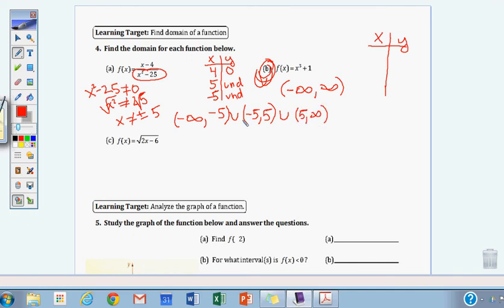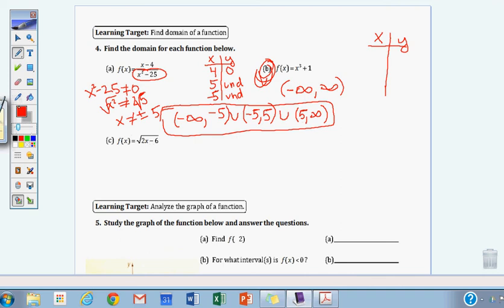These parentheses tell us that there are only 2 values that do not work, and that would be negative 5 and 5. Okay, so a lot of people miss this middle part. But if you do that, you're saying all of the values from negative 5 to 5 don't work. And that's not true. They are in our domain.